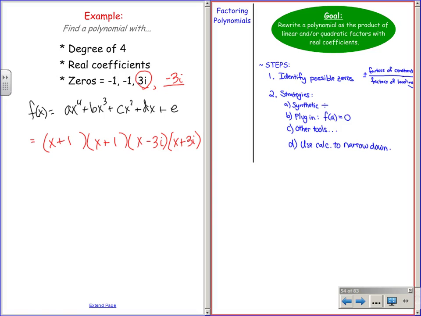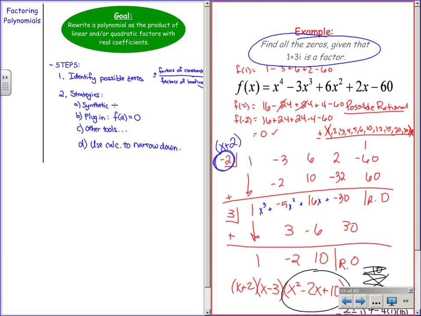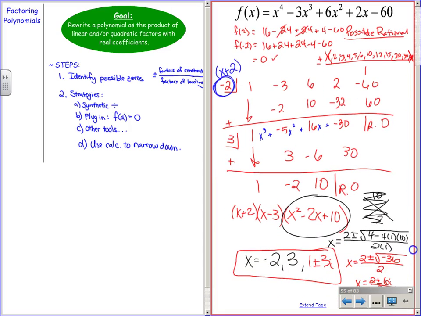What do you do if it gives the directions, find all the factors of? You stop here. But what if it says find all the zeros of? Well, you keep going, right? These are the zeros. These are the factors.